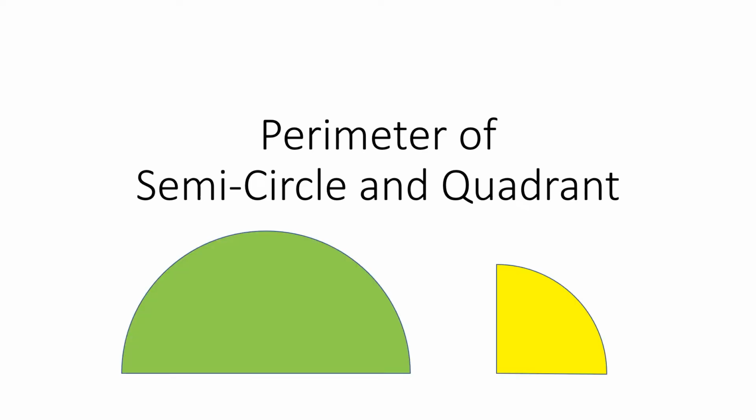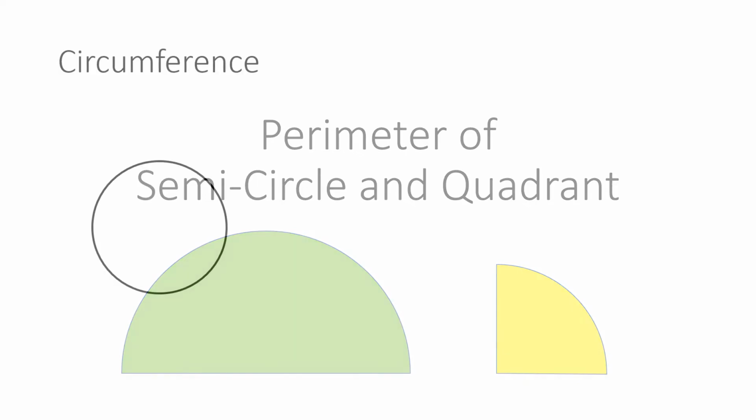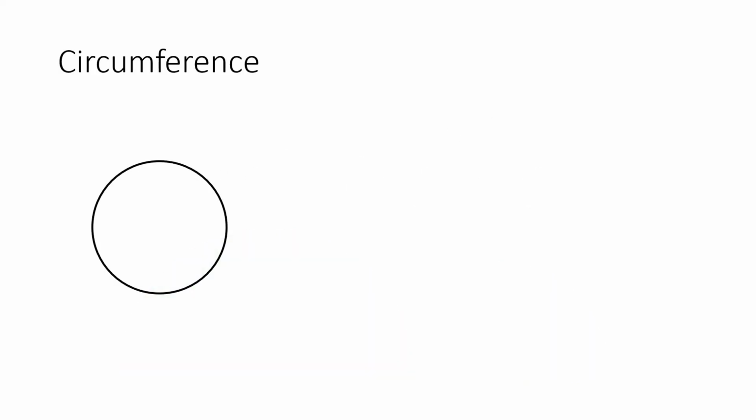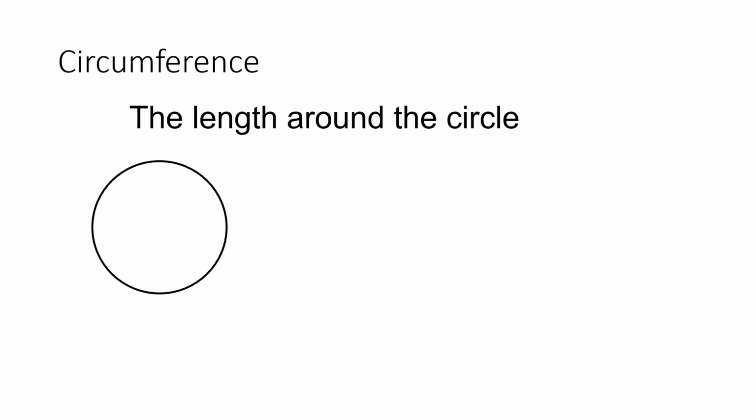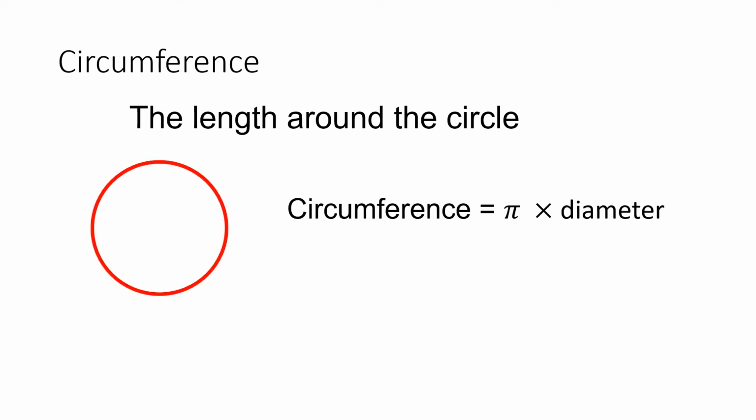The perimeter of semicircle and quadrant. Before we talk about the semicircle and the quadrant, let's talk about circumference. Circumference is the length around the circle, as shown. Circumference is equal to pi times diameter, and diameter is twice the radius.